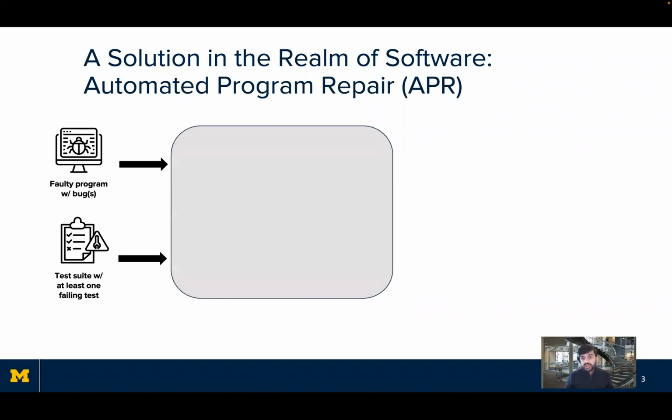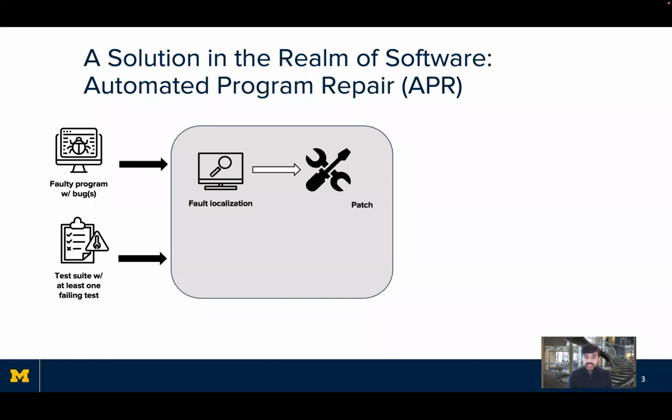The first step in software APR is fault localization, where we perform some sort of analysis on the program to implicate lines of code that are likely responsible for the bug. And this step is actually crucial to the success of APR because it serves to narrow down the search space for the program repair algorithm to then apply fixes from.